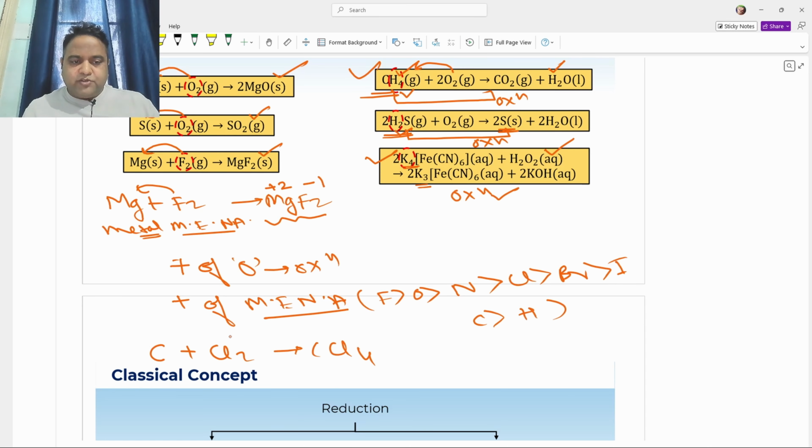Chlorine is the more electronegative element combining with carbon, so there will be oxidation of carbon. This is a case of oxidation.